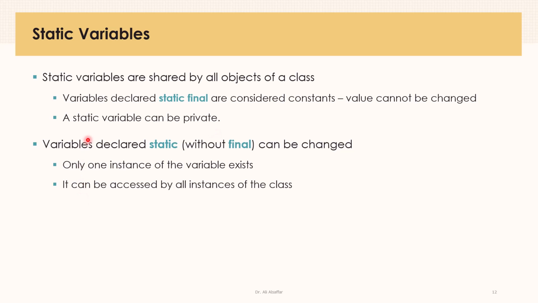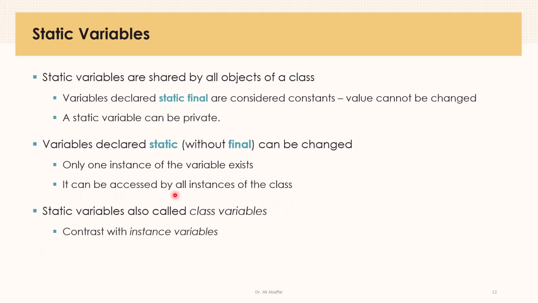You can use them only inside the class. Any variable inside a class declared as static without final, then we can change it. Now, when a variable is static and you have created many objects from this class, then there will be only one instance of this variable that is shared by all of these objects. And it can also be accessed by all of them because it is shared by all of them. These static variables are also called class variables.